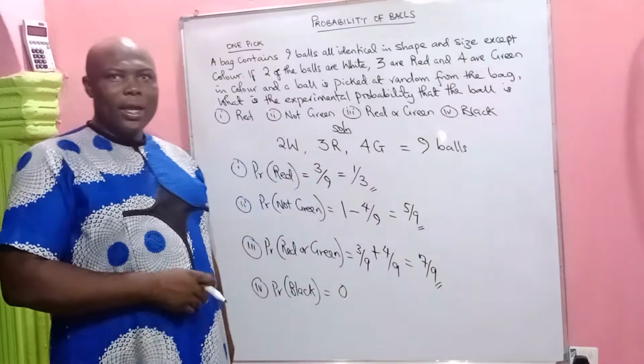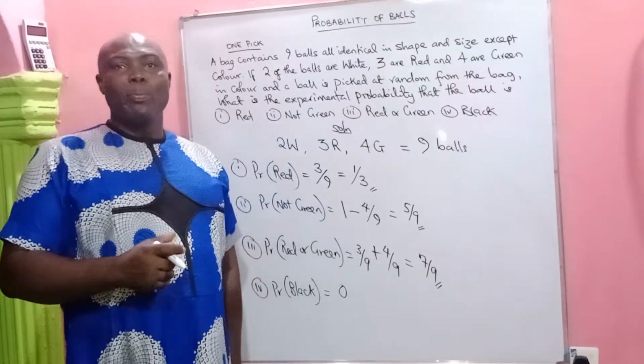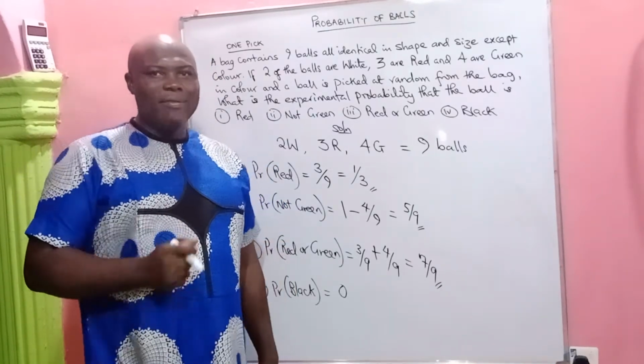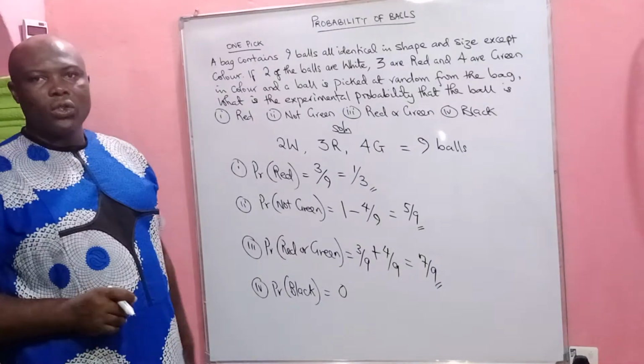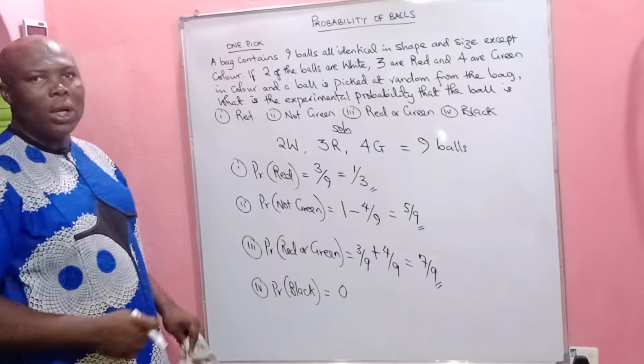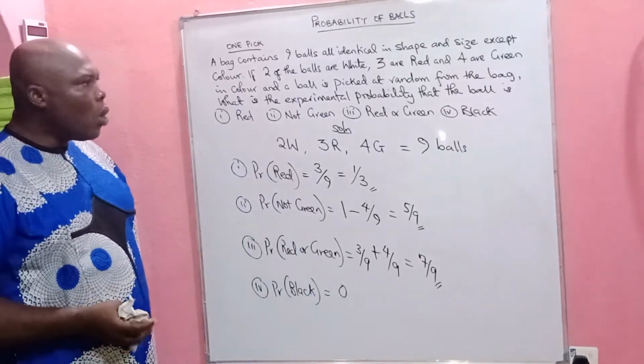in that bag. So no matter the number of times you dip your hand into the bag to pick any ball at random, you will never see a black ball in the bag. So the probability of picking a black ball equals 0 because there is no black ball in the bag. All right, so that's the probability of balls 1 pick.